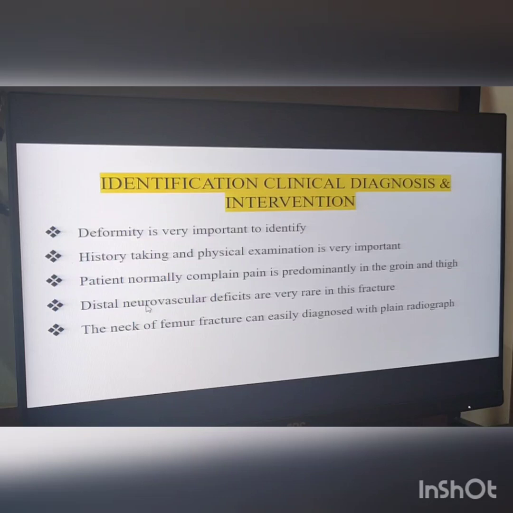In a common femur fracture, the neurological deficit we see is foot drop. Documentation of foot drop is very important when we first see and assess the patient. A neck of femur fracture can easily be diagnosed with a plain radiograph. A radiograph is enough to diagnose this, and we do not urgently need a CT scan or MRI.